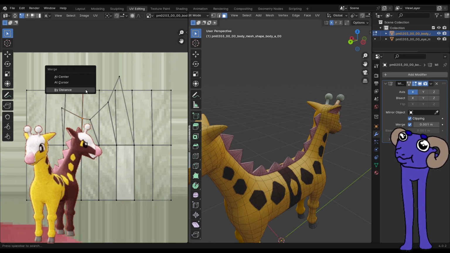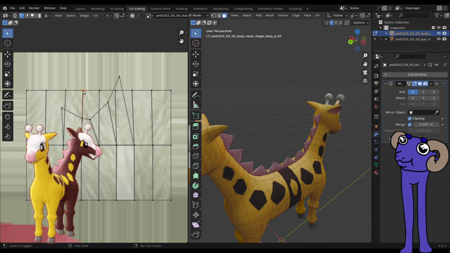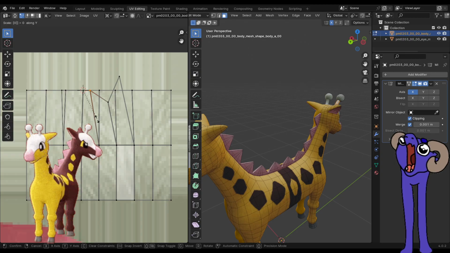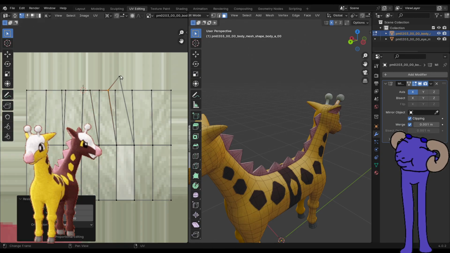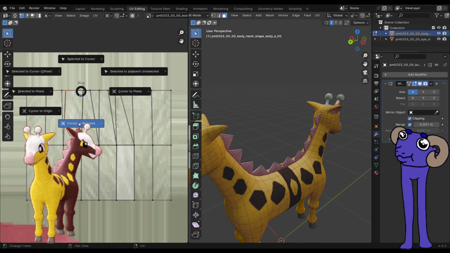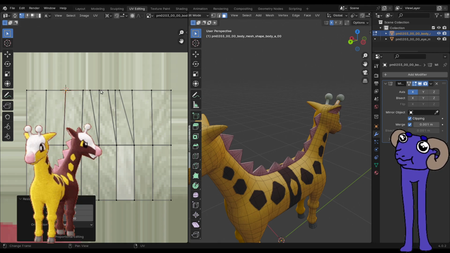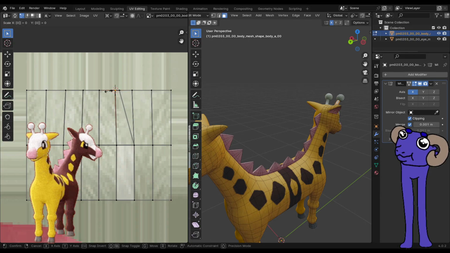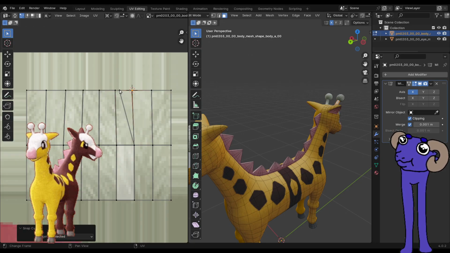So if I put my cursor to the selected, and then I grab 2D cursor and I scale 0. Scale Y 0. And cursor selected, scale 0. Let's keep doing this round and round, still done all of them.